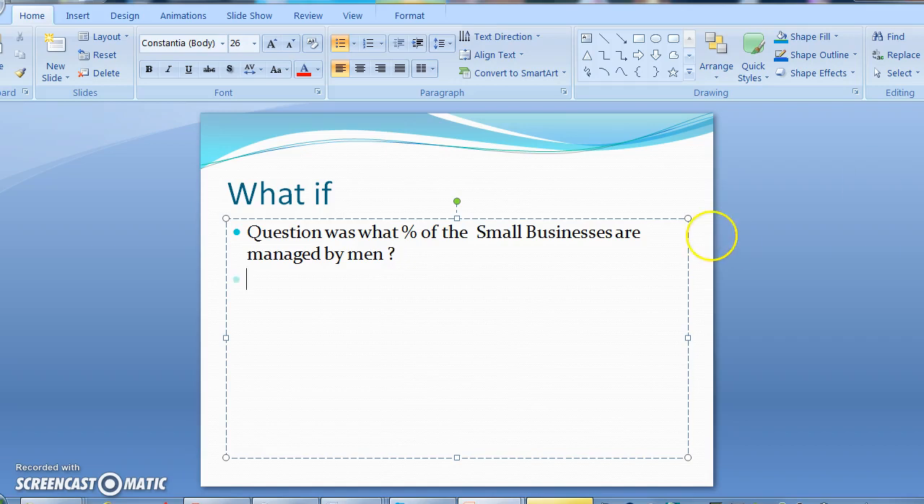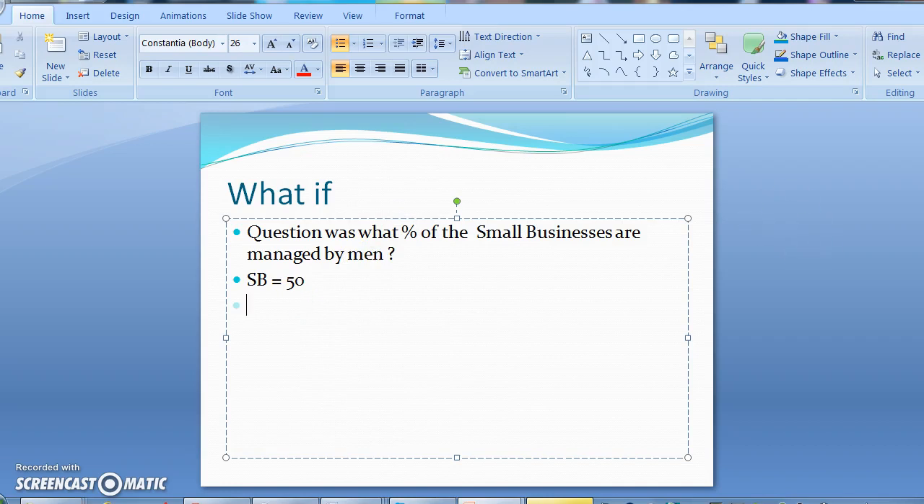So what would be the derived question? We'll do the same thing. We'll start with 100. All the initial part remains the same. So the number of small businesses, you might remember, was 50. And the question is now what percent of these small businesses are managed by men?